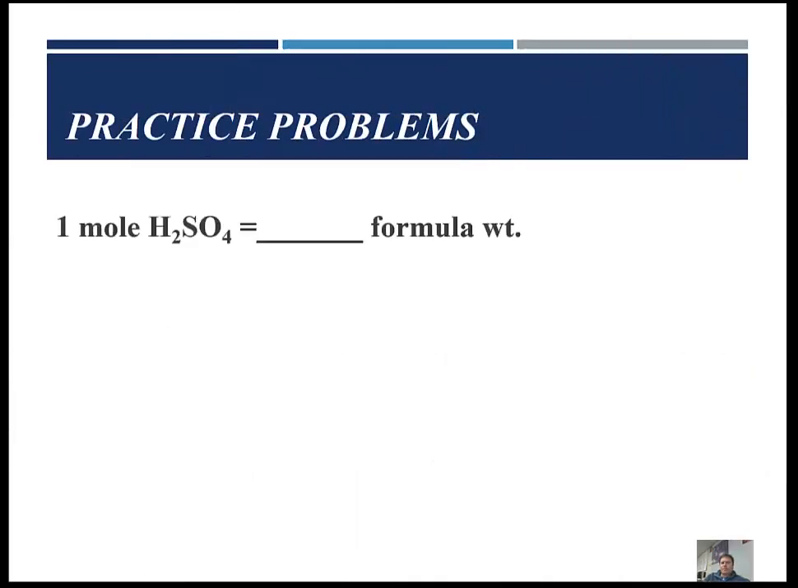Okay, let's look at a couple practice problems here. If I have 1 mole of H2SO4, how much is it going to weigh? Go ahead, pause it, see if you can figure this out on your own, and then come back. Don't cheat.